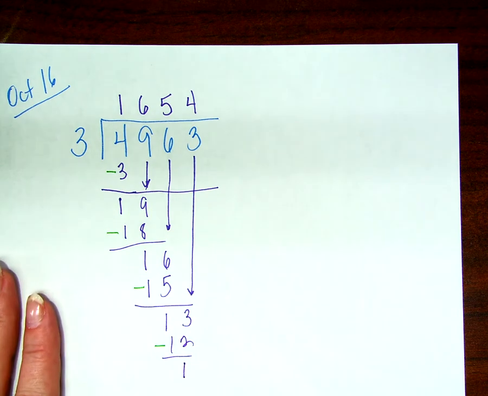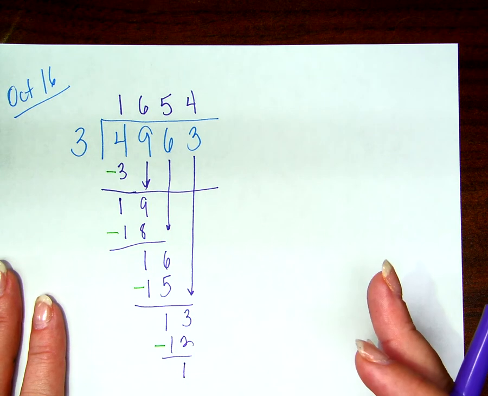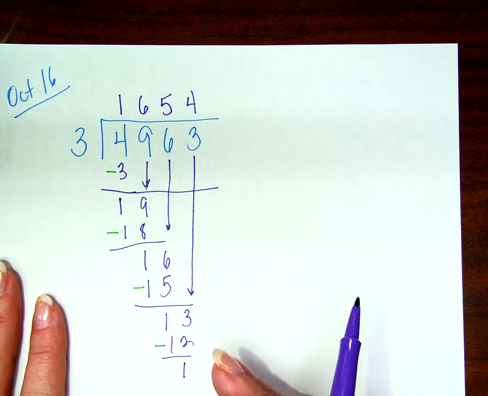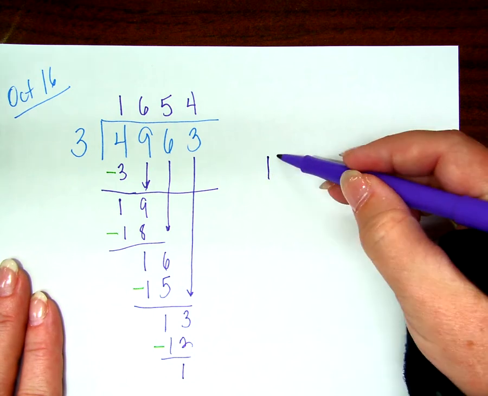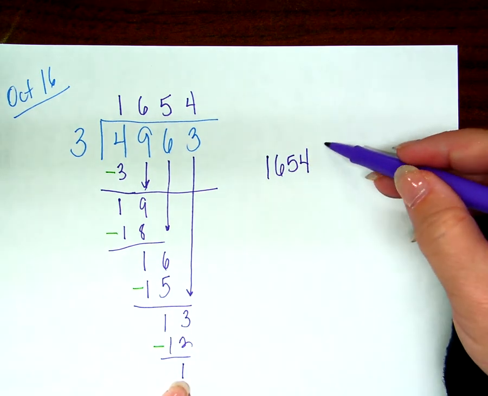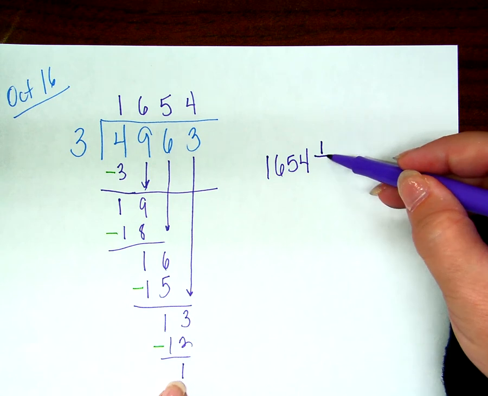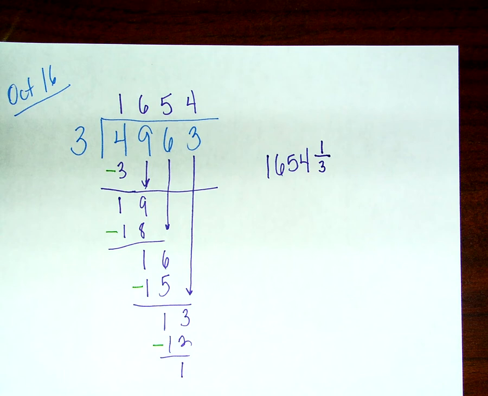Now, if I was trying to figure out the exact answer, I would go to decimals. I'm not trying to do that. Okay? I'm done, and I need to write the answer. The answer is 1,654, and the remainder of 1 over, what was I originally dividing by? 3. Does that make sense? You guys know how to do this problem already, so when I say does that make sense, you should all say absolutely.